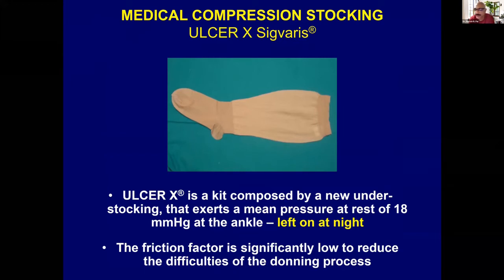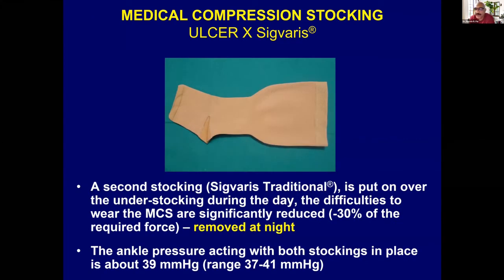It should be removed at the time of having a bath and when the dressing is done. So generally it comes with 2 of these, so you can wash one, use one. The friction factor is significantly low to reduce the difficulties of the donning process. And not only that, the outer layer stocking, the second stocking, this is the Sigvaris traditional stocking, is put on over the understocking during the day. And the difficulties of wearing this are significantly reduced because of the smoothness of the first layer. This is removed at night.